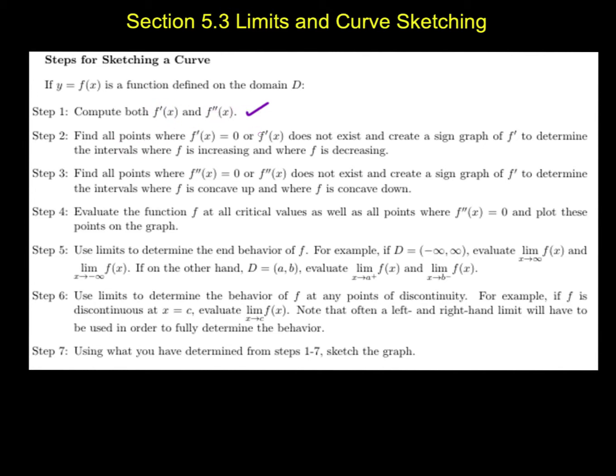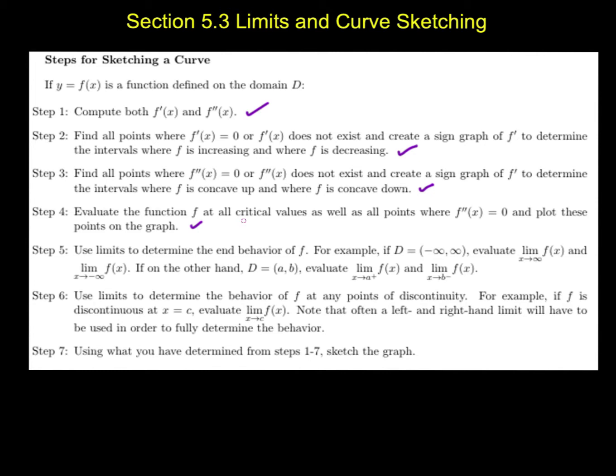Of course, if we want to know increasing, we need to find critical values and create the sign graph to determine exactly increasing, decreasing. We want to find concavity. We've got to find when the second derivative is 0 or doesn't exist and use that sign graph to determine the concavity. And then evaluate the function at those critical points and points of inflection since they're going to be key points on our graph. That's the same steps we did before.